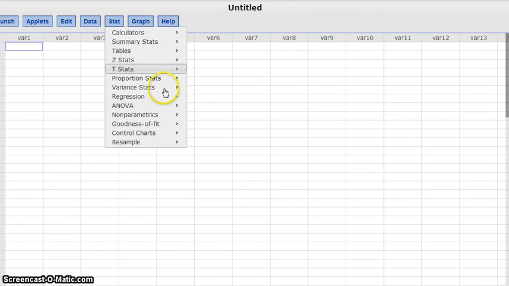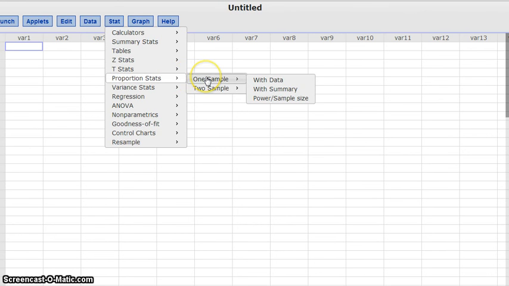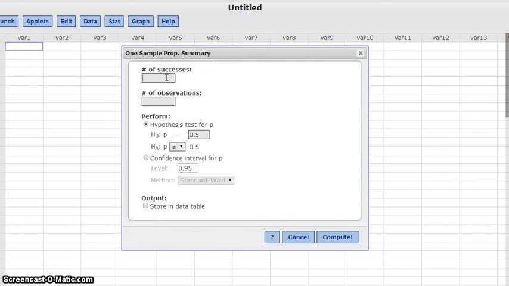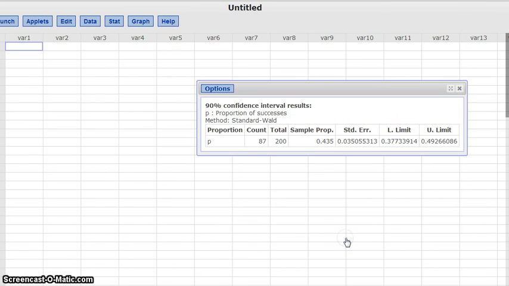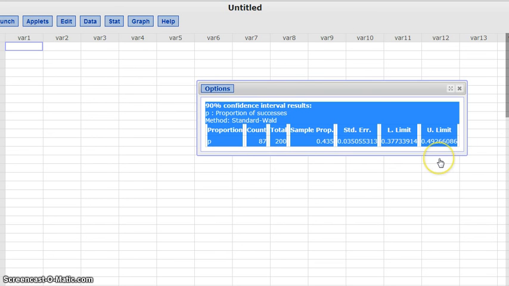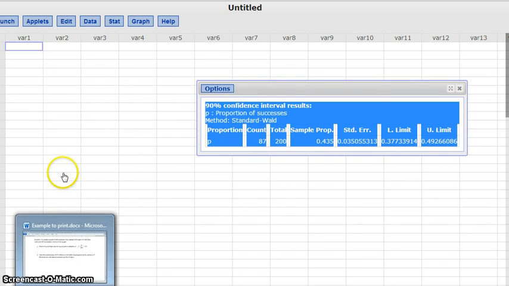So we're going to Stat, Proportion Stats, one sample with summary. And our number of successes, that's X, is 87 out of 200. And we want a confidence interval for P, a 90% confidence interval. We'll just leave that as the standard Wald. Don't worry about that option. Hit compute, and that right there is our confidence interval. So we'll copy that, Control C, and paste it.